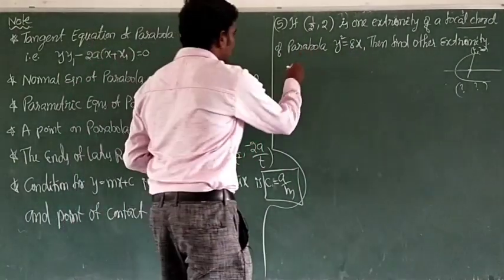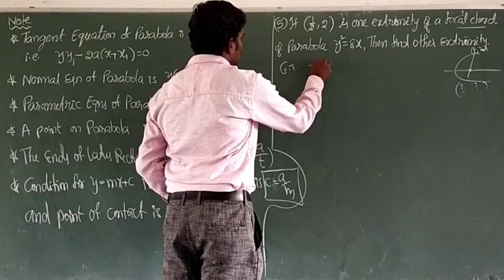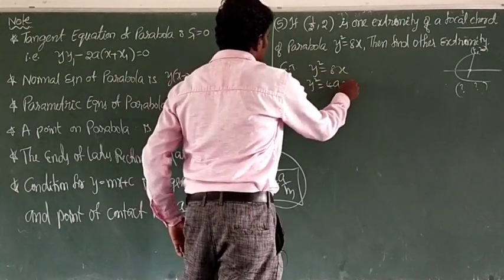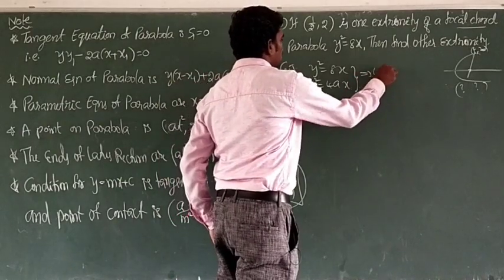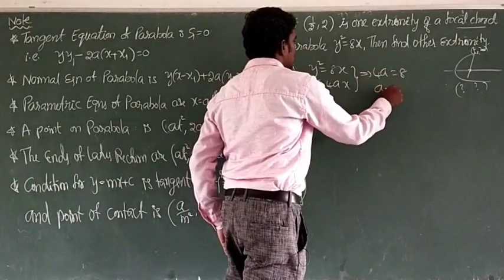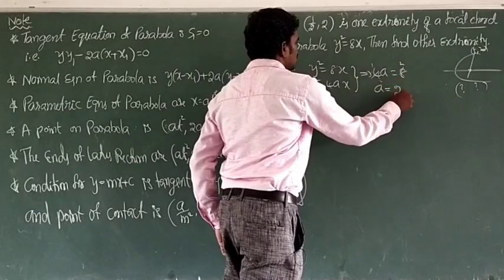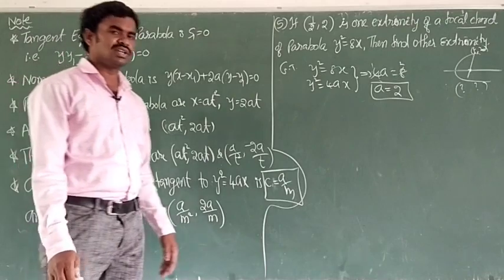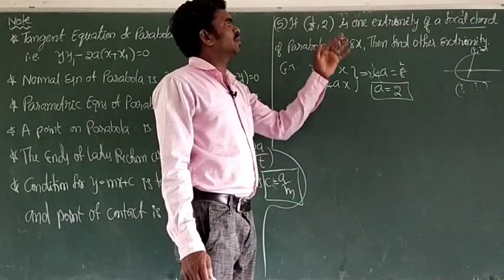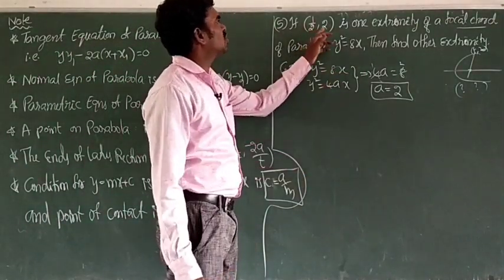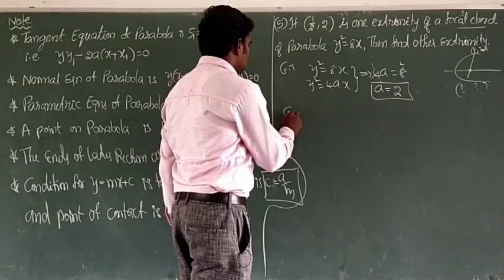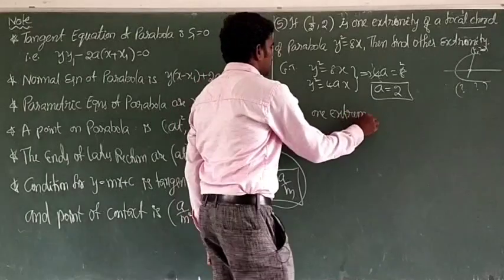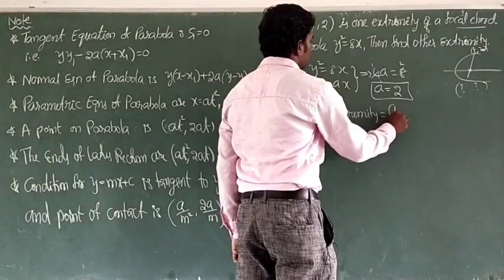First, the given parabola equation is y square equal to 8x. Compare with the general equation y square equal to 4ax. From these two we can write 4a equal to 8, that is a equal to 2. Do this first for each and every problem, then enter into the problem solution. Here one extremity is given as 1 by 2 comma 2.